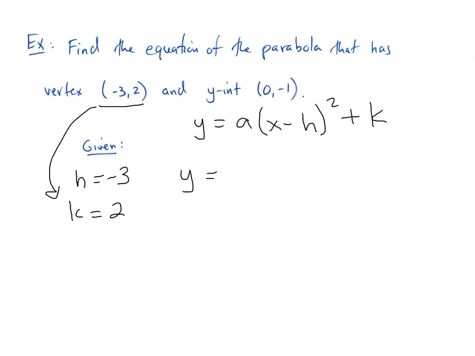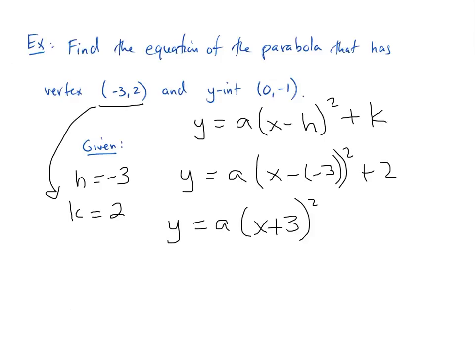Plugging that into our equation, that means that we know everything except a. So y equals a times x plus 3 quantity squared plus 2. This a is not the slope of the parabola, because parabolas do not have constant slope. Instead, we find it by using our one point that we know.